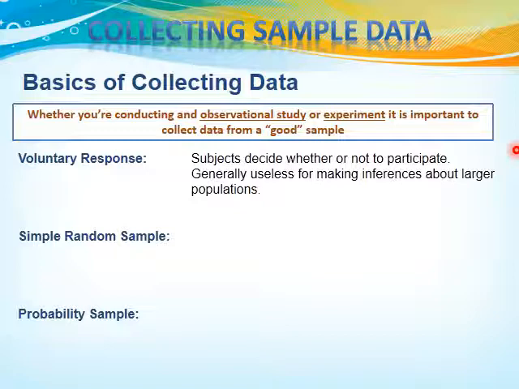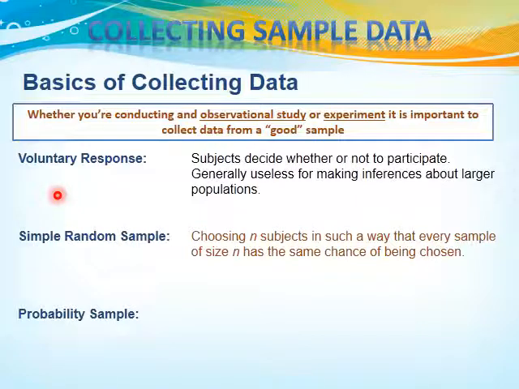Recall from a previous lesson when we talked about the Literary Digest poll when Franklin Roosevelt was elected president. The Literary Digest poll sent out ballots and asked people to respond. Only 2.5 million out of 10 million responded, which suggested that it was a voluntary response sample. So another problem with that was their sampling method.